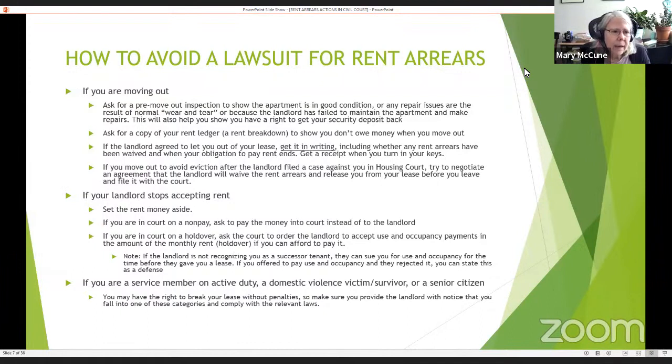So how do you avoid that? You can ask for a pre-move out inspection. You're entitled to one by law, so that you can do a walkthrough with the landlord, show them that the apartment is in good condition, and resolve any disagreements about whose fault it is if it is not in good condition at that time.